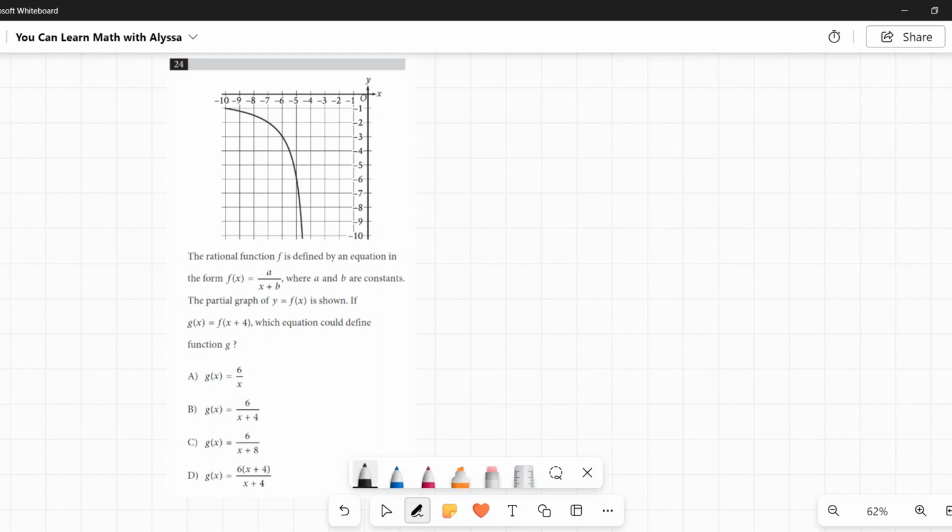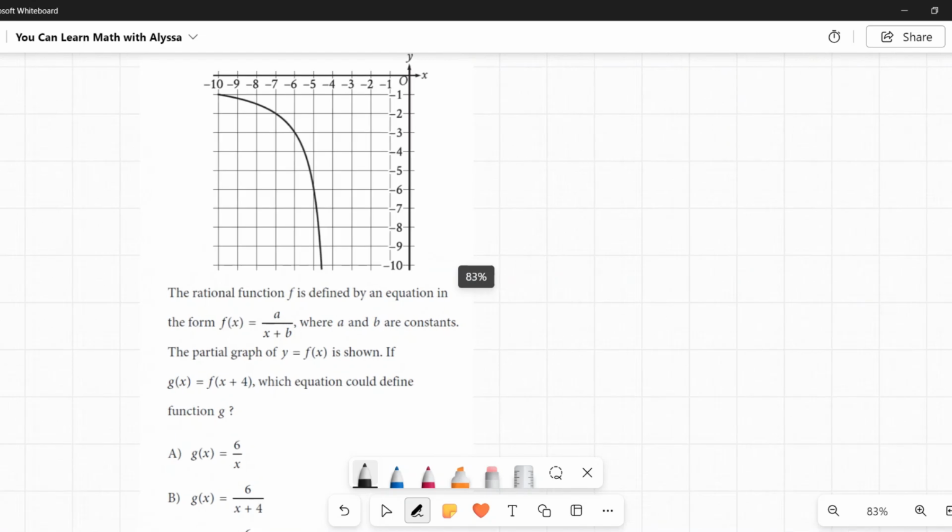We need to figure out what a and b are. A and b are constants, and we need to figure this out. Why do I know we need to figure this out? Because down here in our answers, there are no a's or b's. It's just numbers. So I need to figure out a and b.